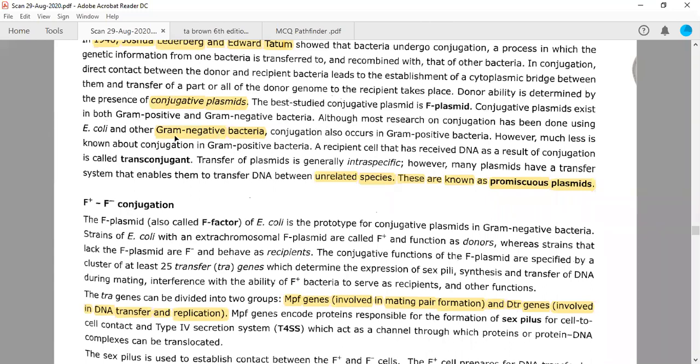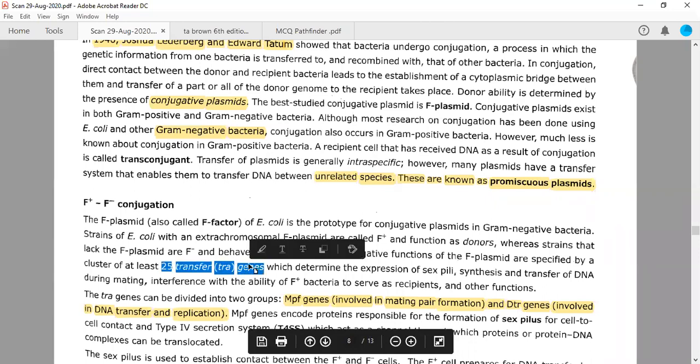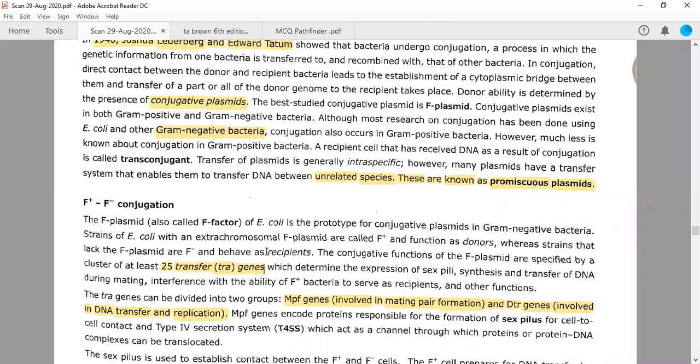So based on this knowledge, we will discuss all the factors which are required for this transfer. There are at least 25 genes. These genes can be categorized into two groups. One is called MPF, mating pair formation group, and the second group is called the DTR group, the DNA transfer and replication group. So there are at least 25 TRA genes or transfer genes present in this F plasmid, this fertility plasmid, which help in the overall process of transfer.